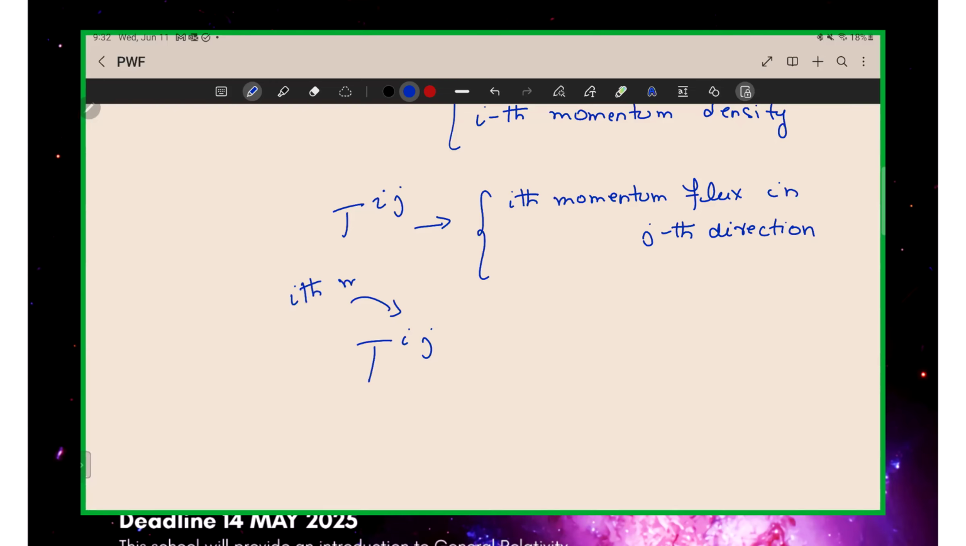So the ith momentum flux, and this tells you in which direction the flux is. So in which direction the flux is, in the jth direction, right? So this is the meaning of the components of the stress energy tensor.